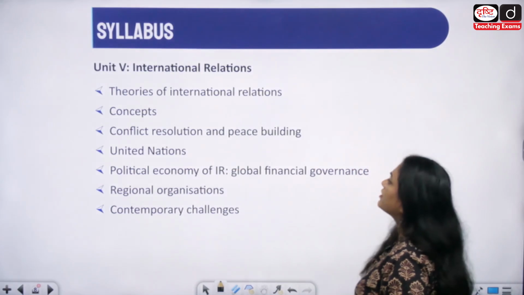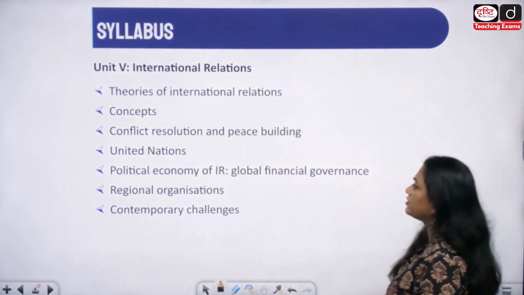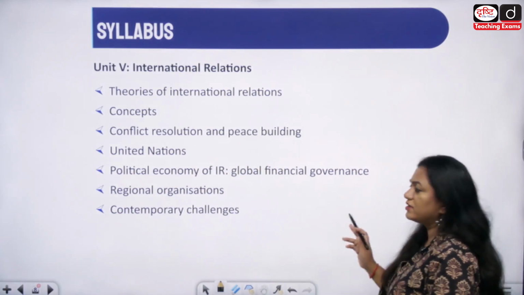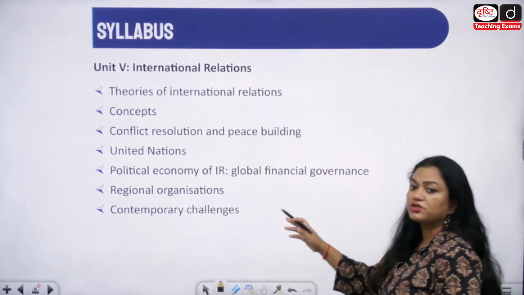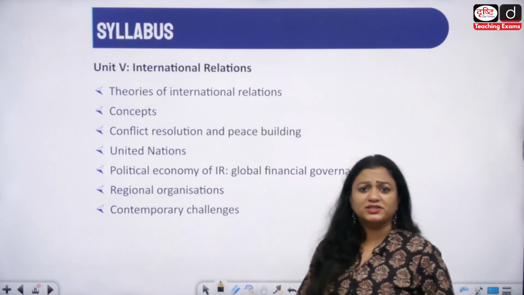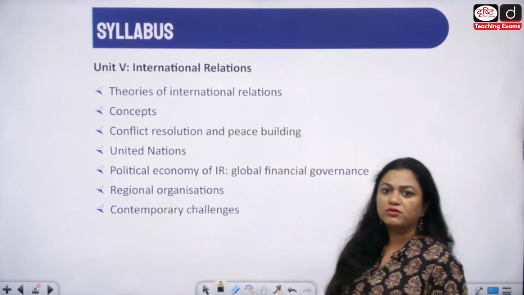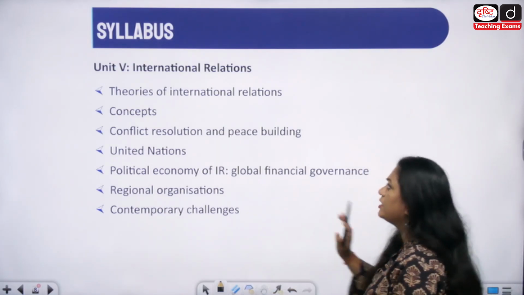Then comes conflict resolution and peace building, United Nations, political economy of international relations, global financial governance institutions. Then we have regional organizations: ASEAN, SAARC, BIMSTEC, so many regional groupings are there. Then contemporary challenges like poverty, terrorism, climate change, etc. will be dealt with here.